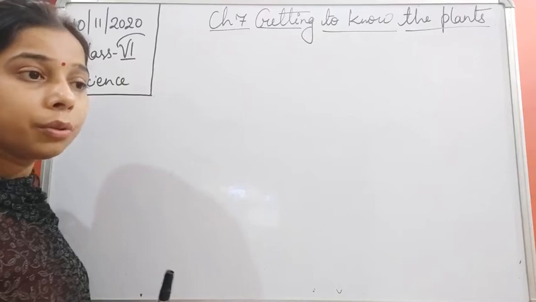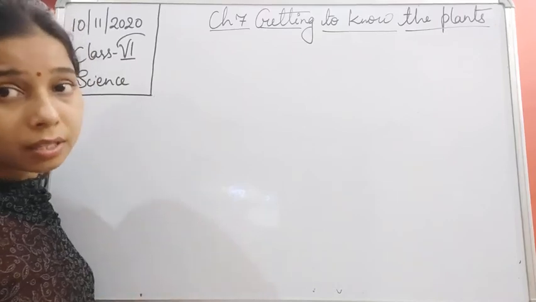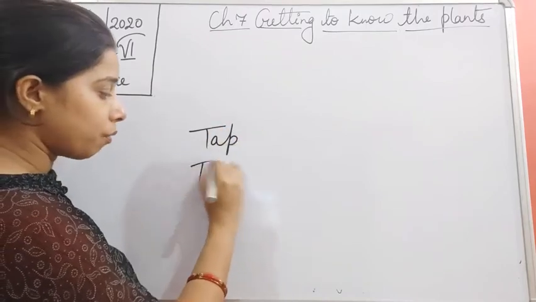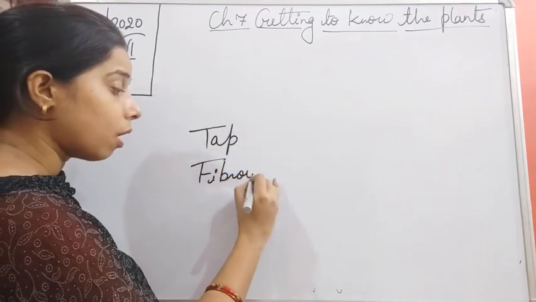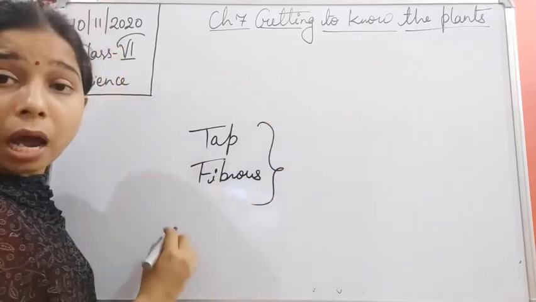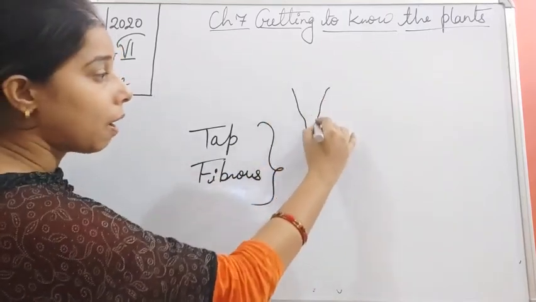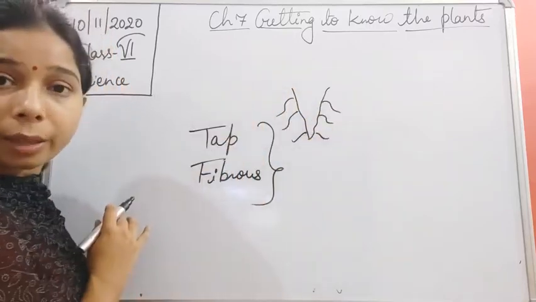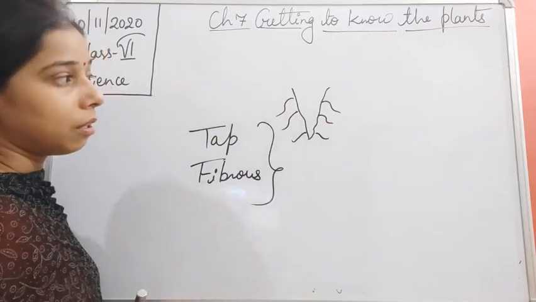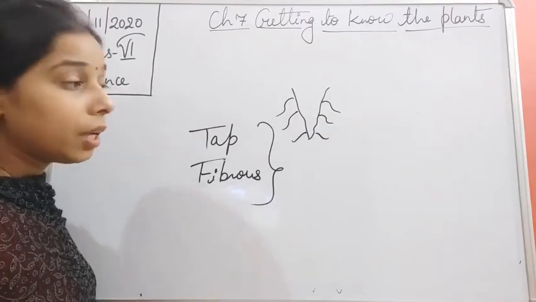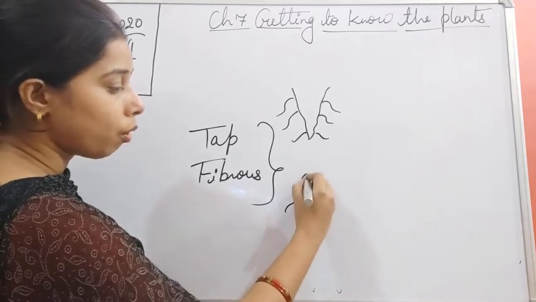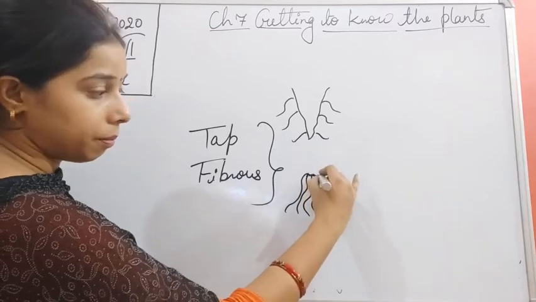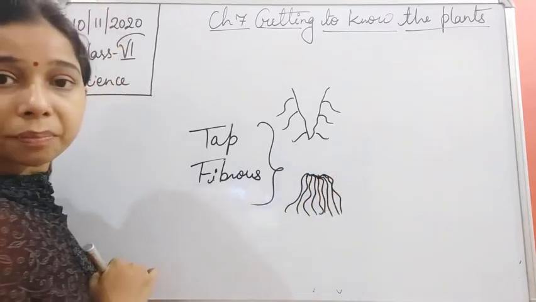Now, root is basically divided into two types, which we have discussed: the tap root and the fibrous root. A taproot has a main root, and from the main root many lateral roots come out. That is the property of a taproot. In a fibrous root, a lot of fiber-like roots come out from one place.